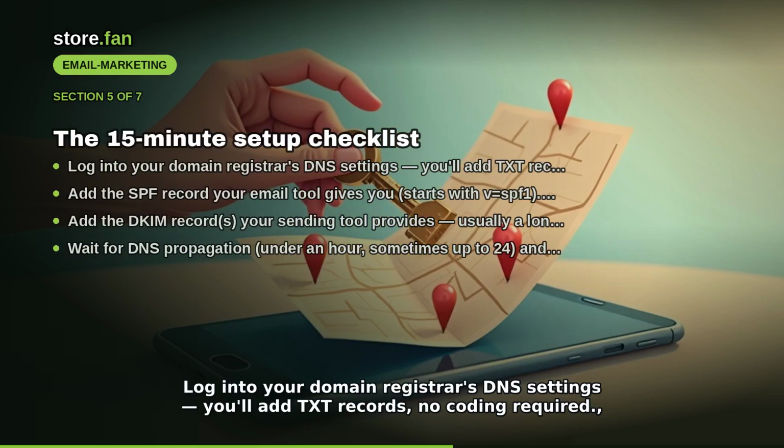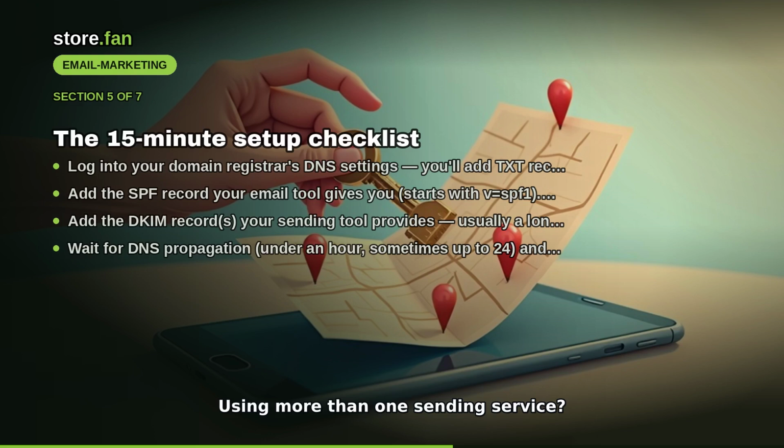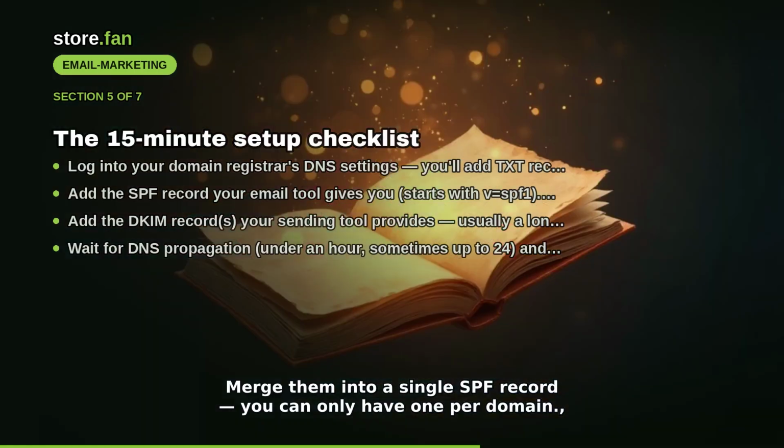Log into your domain registrar's DNS settings. You'll add TXT records, no coding required. Add the SPF record your email tool gives you. Starts with SPF. Using more than one sending service? Merge them into a single SPF record. You can only have one per domain.